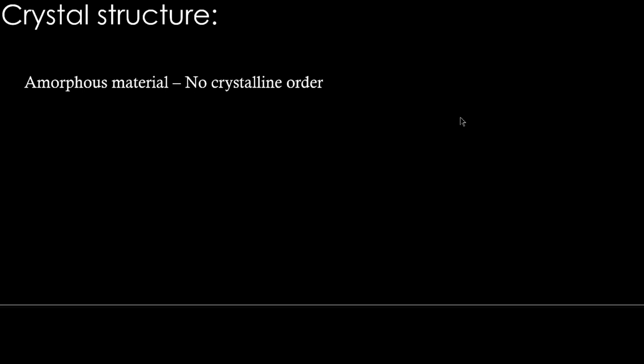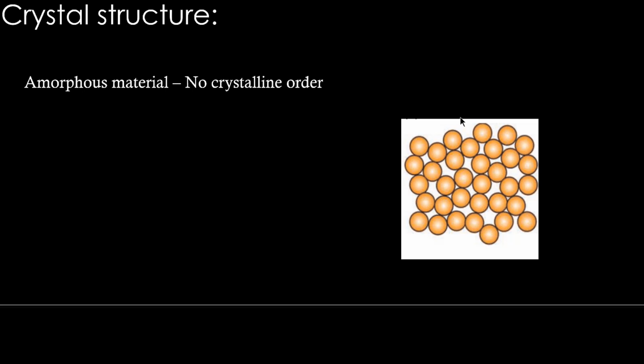There are some things called amorphous materials where there is no crystalline order. Atoms will be randomly arranged like this. For example, glasses, metallic glasses, the glasses that you see, they basically look like a solid, but inside there is no crystalline order. They are like liquids which are super cooled.